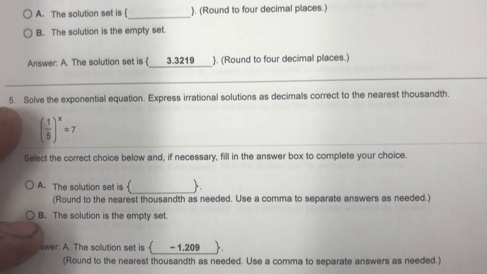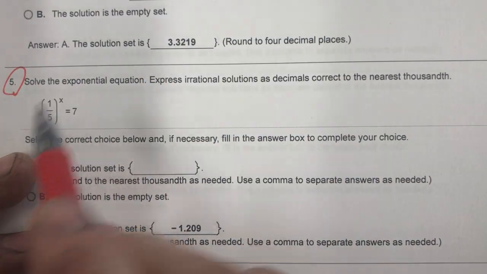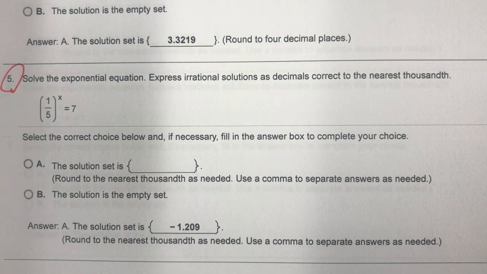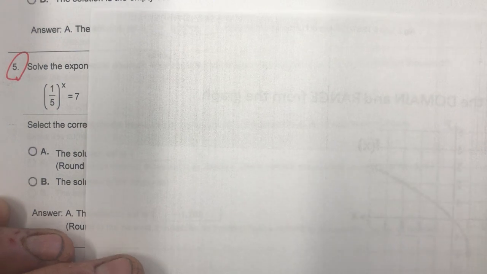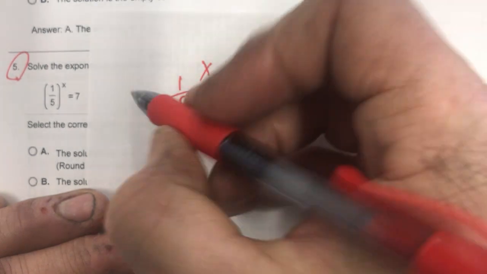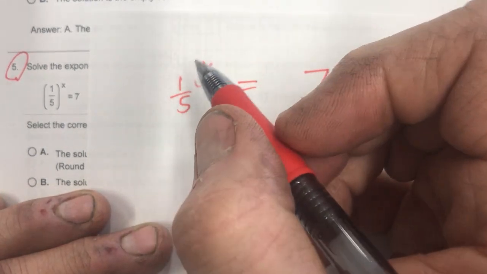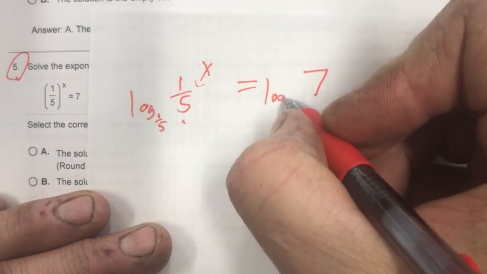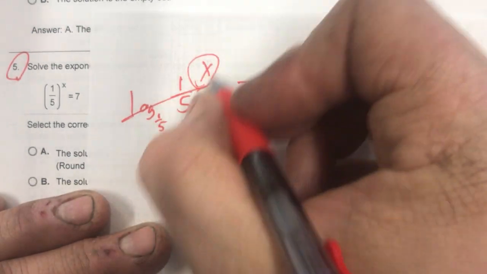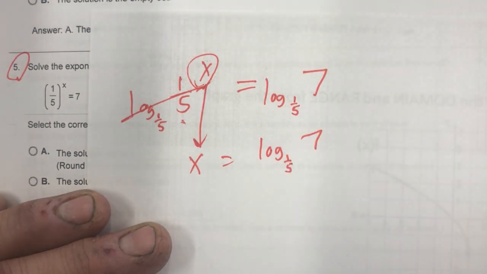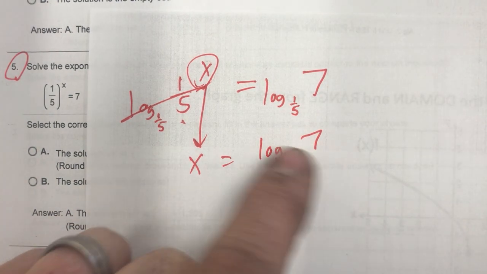Okay, what about number 5 here? 1/5 to the x equals 7. Okay, let me get a piece of paper and I'll do this a little better here. So I got 1/5 to the x power equals 7. All right, so my x is in the exponent. Every time you have x in the exponent, you got to do a log. This is my base, so I got to do log base 1/5 on both sides. This will cancel, and I have just x. X equals log base 1/5 of 7. So I'm going to do log 7 divided by log 1/5.